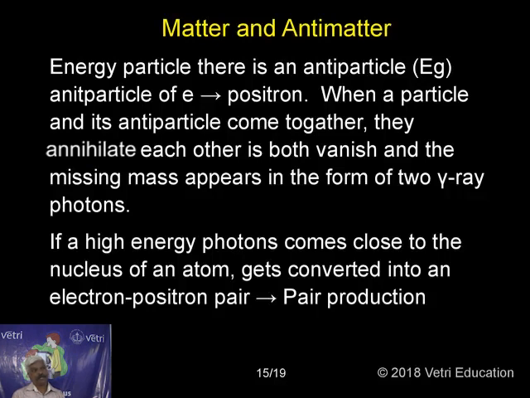What is pair production? The cosmic ray photon divides into an electron-positron pair. Again, the electron-positron pair combine to form annihilation. So that is the cosmic ray photon of gamma ray energy. If a high energy photon comes close to the nucleus of an atom, it gets converted into an electron-positron pair. That is called pair production. Just now I have told you that. Why am I telling that?